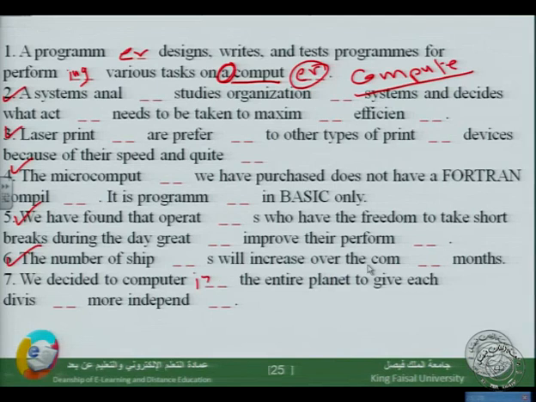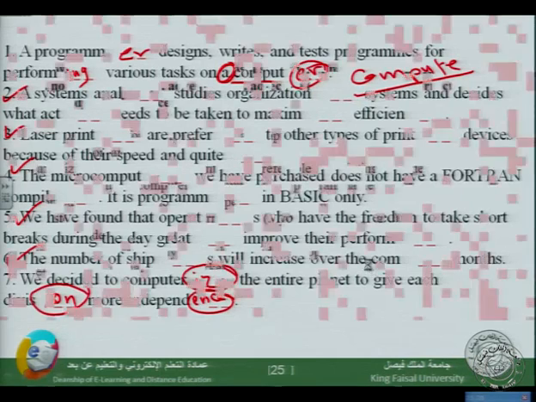We decide to computerize the entire planet to give each division more independence. So this one is a noun, here is a verb, here is a noun. So try to do these five sentences by yourself, please.